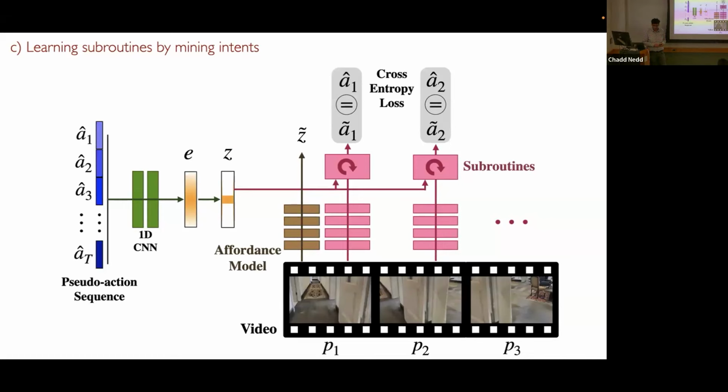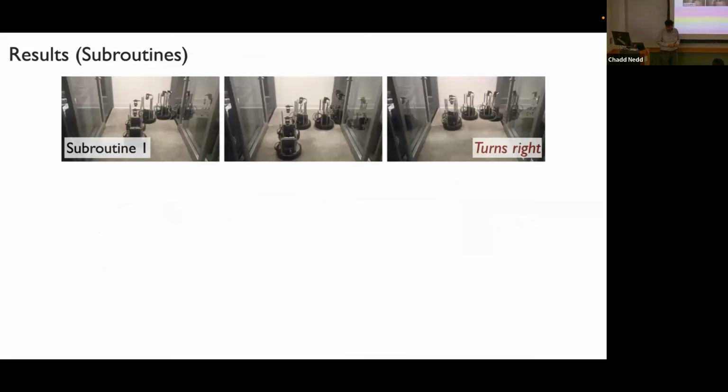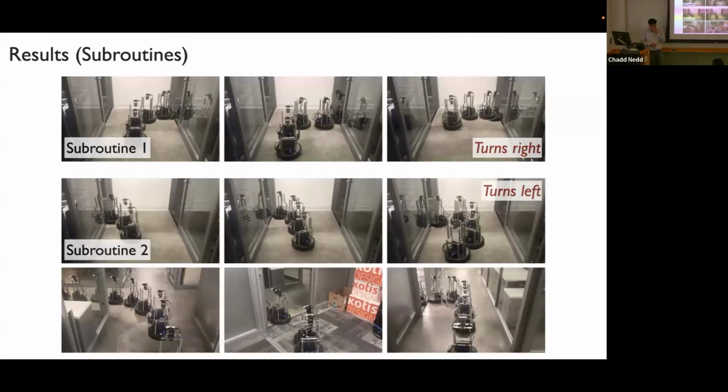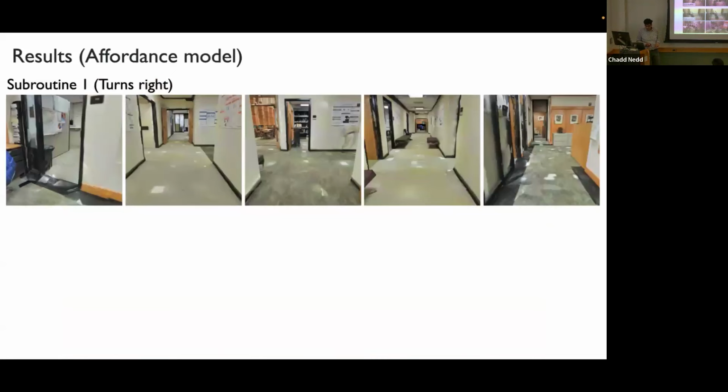Okay, good. So this is what we have. This is a subroutine that got learned from this kind of data. You have a subroutine which appears to turn right. You can initialize it at different locations in this hallway, and it can actually exhibit consistent behavior of turning right into this room. On the bottom, you're seeing another subroutine, which is turning left. At the same location you can execute different subroutines, but the subroutine can also be executed at other locations where turning left is possible.